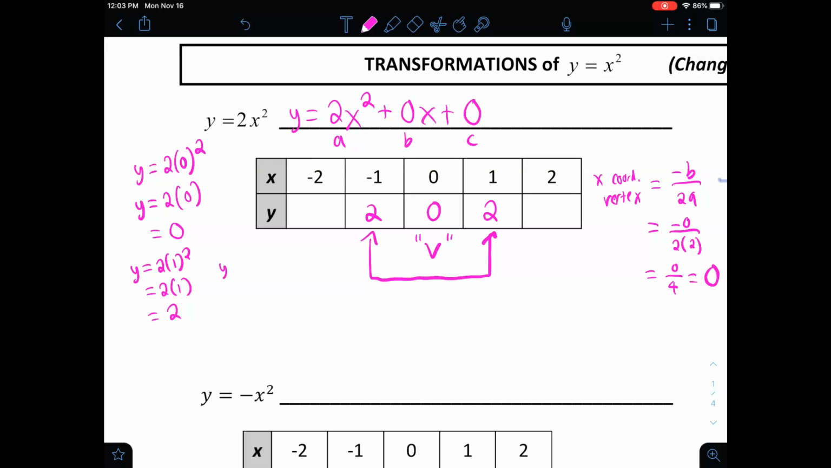And then we also have y equals 2. We're plugging in 2 now. We're plugging in 2 for the x, 2 squared. So we got 2 times 2 squared, which is 4, which equals 8. So we have 8 and also 8 over here, because it's going to mirror or reflect nicely.